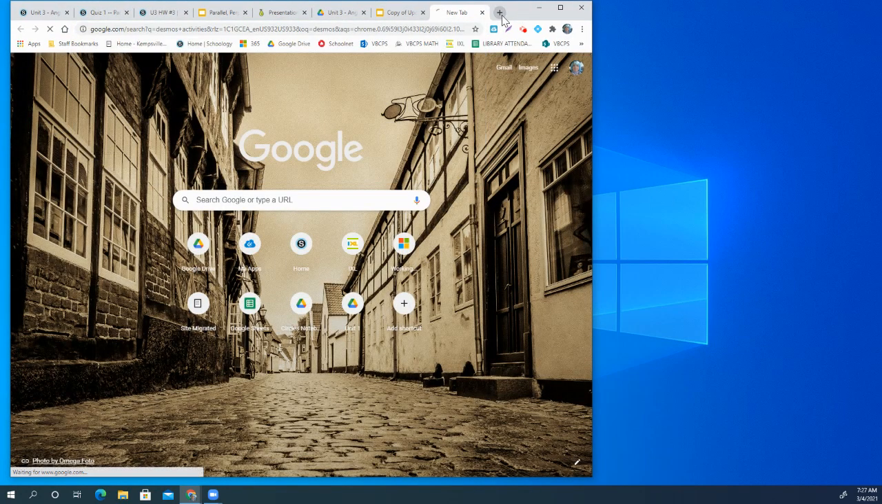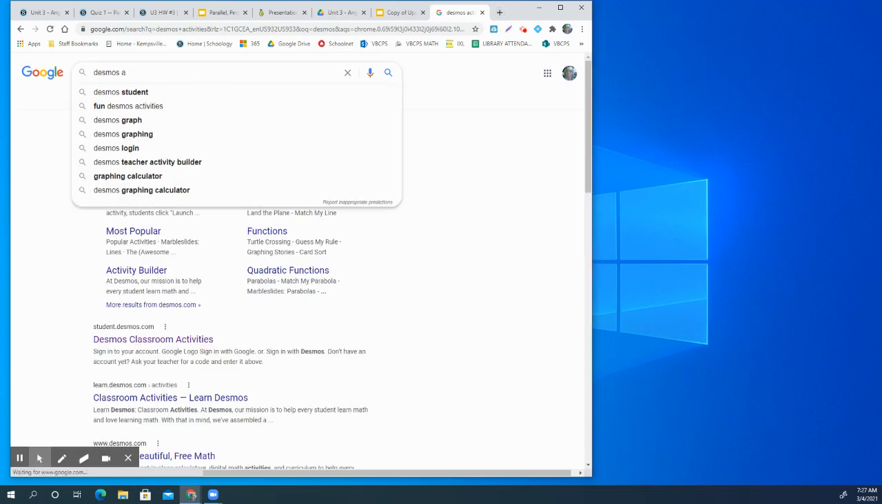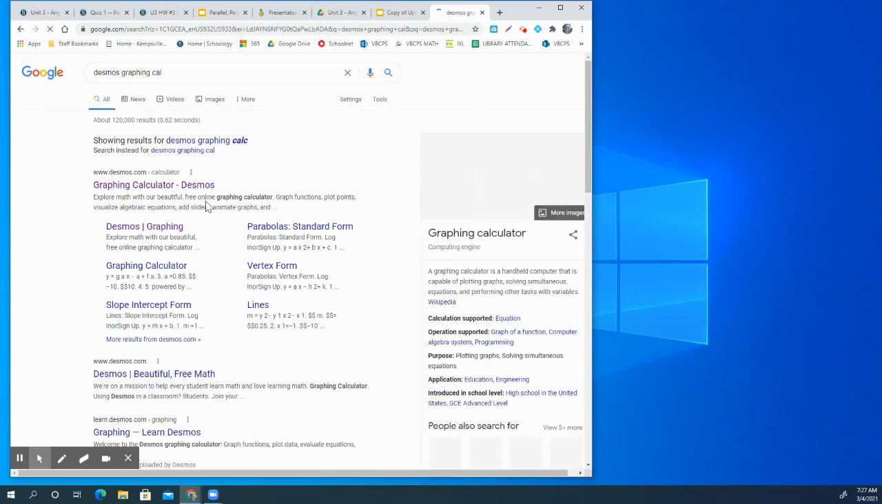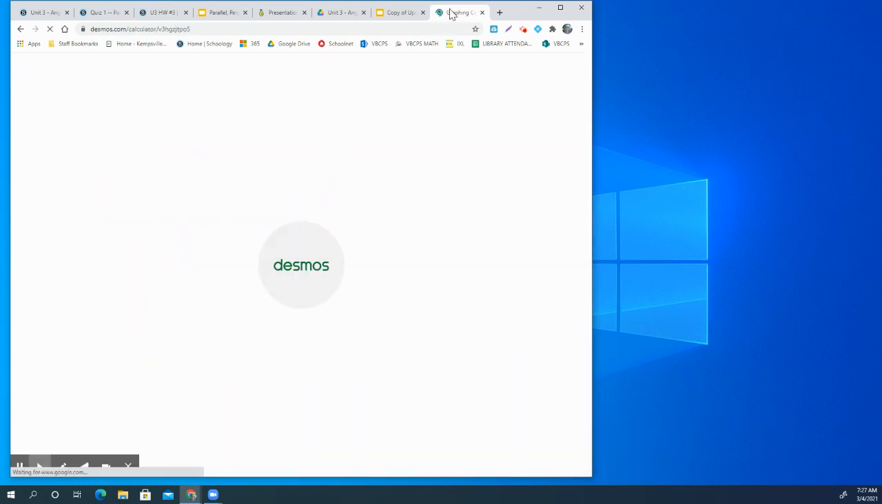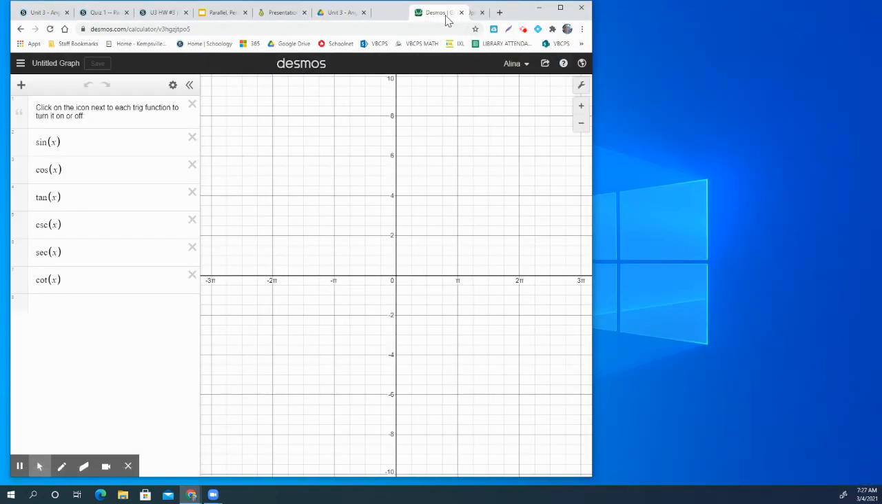I go to Desmos, and this is what we're going to do today. Oops, I don't want Desmos activities, though. I want a Desmos graphing calculator. So grab that Desmos graphing calculator. I do see something in the chat. I need to open it up, so give me a second. Oop, and that is not the Desmos I want.